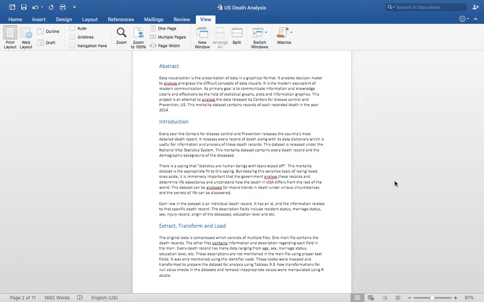The first step in the project was ETL: extract, transform, and load. Since the data was in a zip file that included a lot of CSV files, all the CSV files were transformed in R and Excel and cleaned in R. So now let's jump into Tableau and see some visualizations.